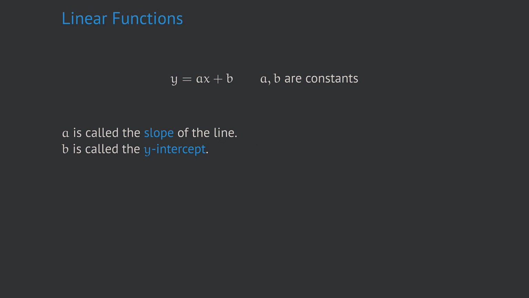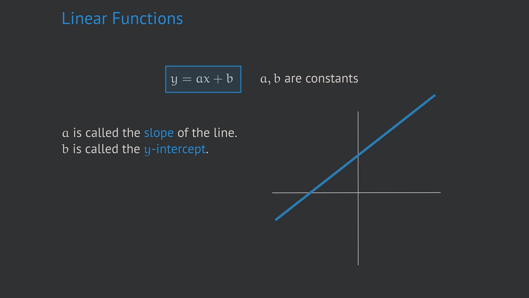In our last video we talked about linear functions. A linear function is of the form y equals ax plus b, where a and b are real numbers, constants, x is the independent variable, and y is the function value of the linear function. The graph of a linear function is a straight line with slope a and y-intercept b.